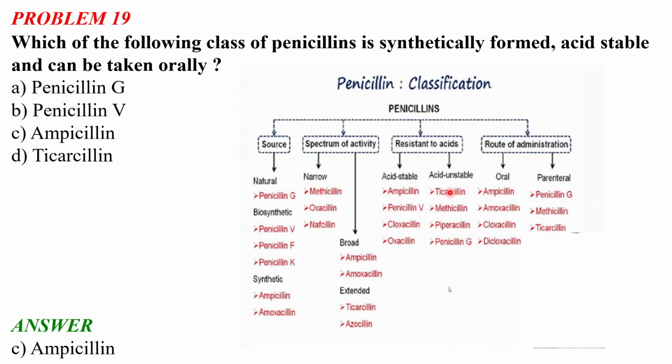So this is the classification of the penicillins. First is the source, which I discussed earlier. It can be natural, like penicillin G; biosynthetic, like penicillin V, penicillin F and penicillin K; or synthetic, which is ampicillin and amoxicillin. Then we have the spectrum of activity: narrow spectrum, like methicillin, oxacillin, nafcillin; broad spectrum, ampicillin, amoxicillin; and extended, like ticarcillin, azlocillin. Then we have acid stability and the route of administration: oral, like ampicillin and amoxicillin, and parenteral, like penicillin G, methicillin and ticarcillin. So ampicillin is synthetically formed, acid stable, can be taken orally, and is a broad spectrum antibiotic. Yes, ampicillin was the correct answer.